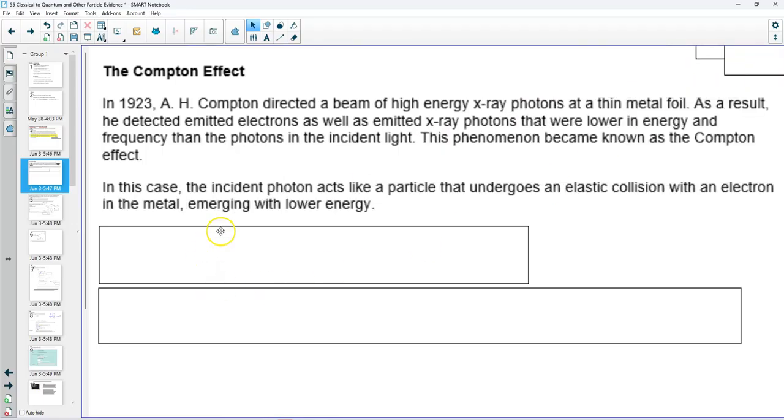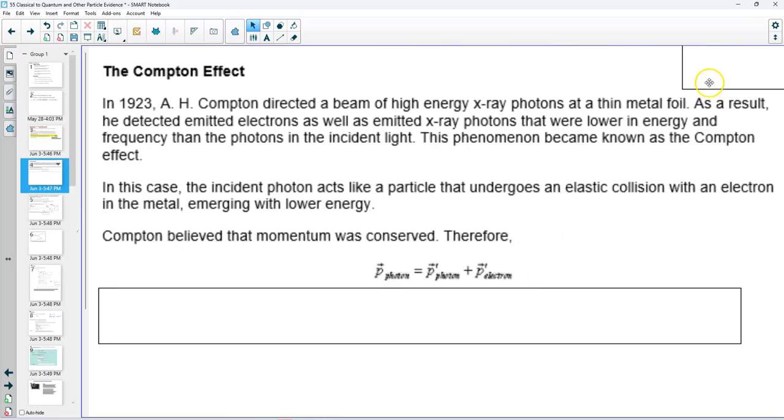And so the incident photon is acting like a particle that undergoes an elastic collision. All the measurements show that it undergoes an elastic collision with the metal and emerges with lower energy. Energy is transferred to other particles. Compton believed that momentum must be conserved and checked into it, and it turned out to give us a way of calculating the momentum to do with light.